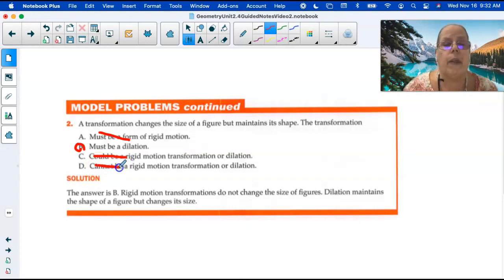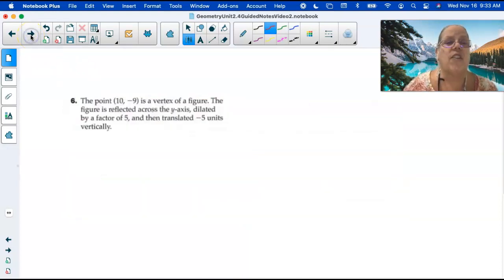Obviously here, I'm hoping it's obvious. If it's not, don't sweat it. Choice B is the correct answer. It is a dilation. A dilation changes size. Everything else is a rigid motion because it does not change size.